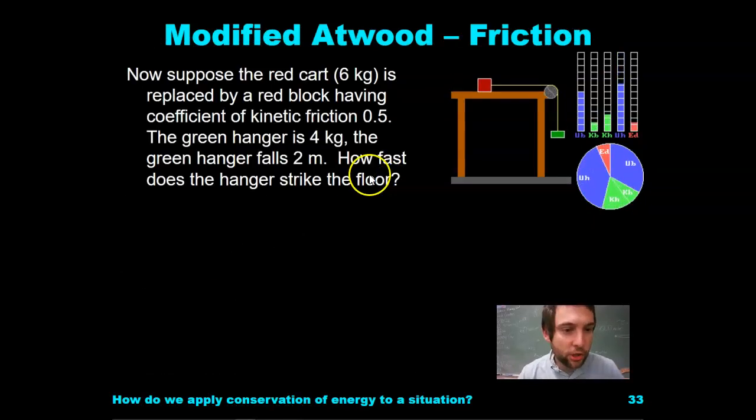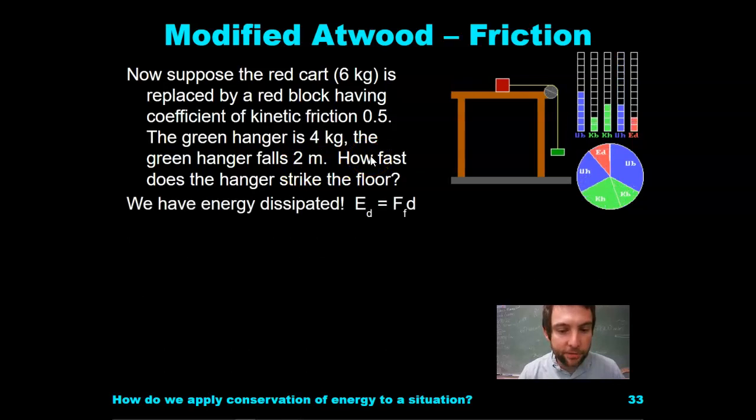Now if we introduce friction, so now we have the red cart of 6 kilograms replaced by a red block, and there's a coefficient of friction of 0.5. The green hanger is 4 kilograms, and it falls 2 meters again. How fast does the hanger strike the floor?